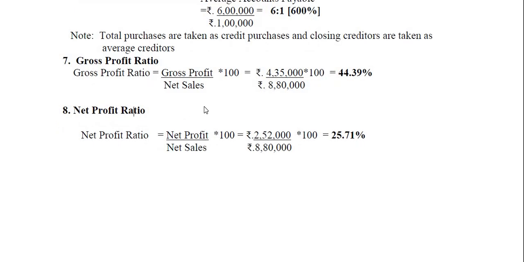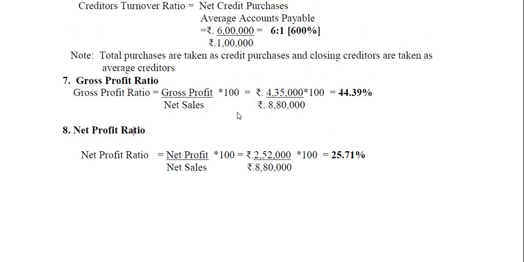Of course, whether it is good or bad, you can decide by comparing these ratios with the ratios for previous years. And you can also go for interfirm comparison. You can compare these ratios with that of other firms in the same line of business or in the industry, or you can compare that with standard ratios, and thereby you can arrive at the conclusion.